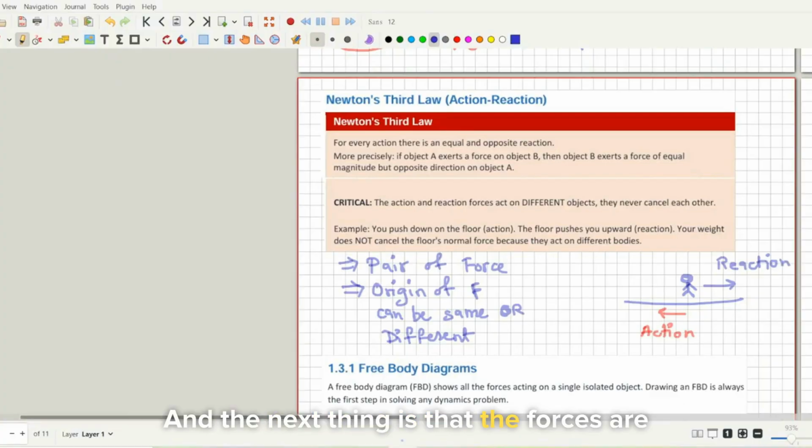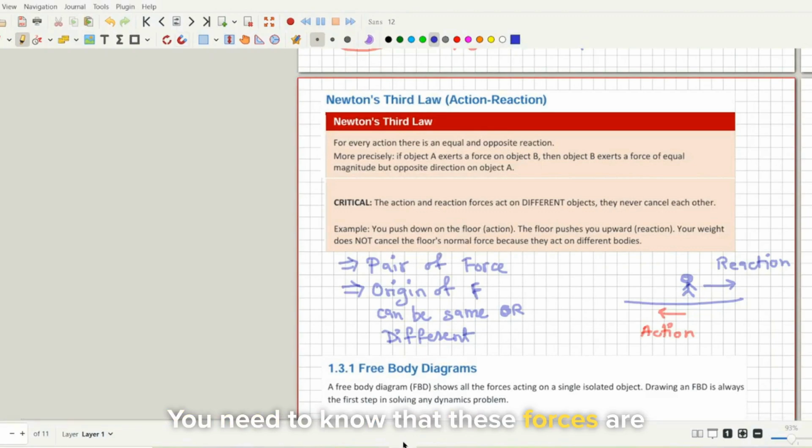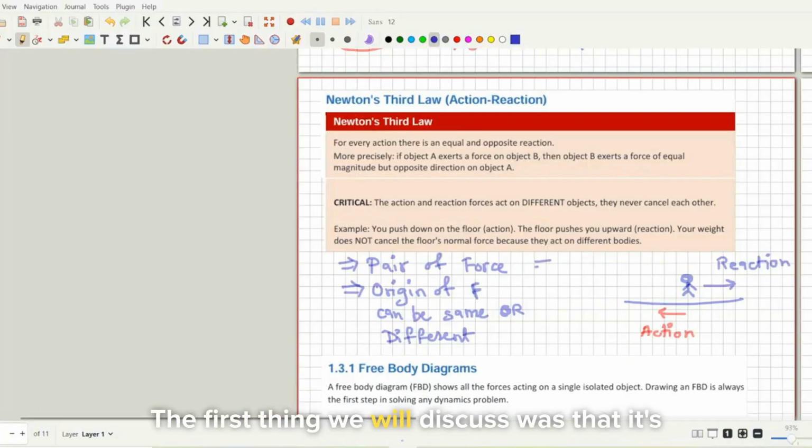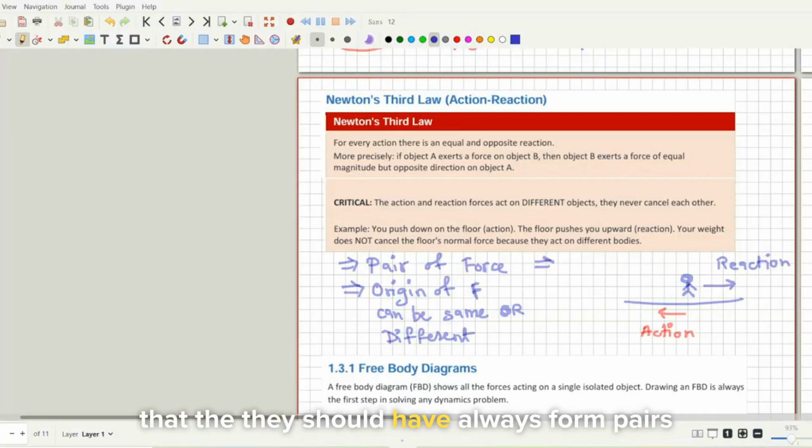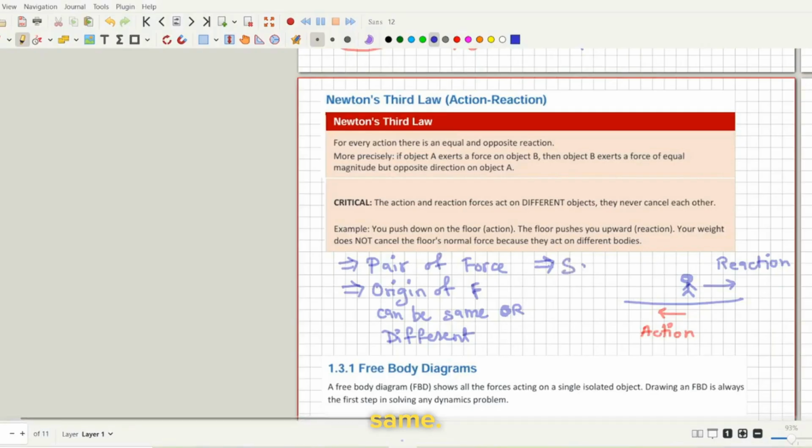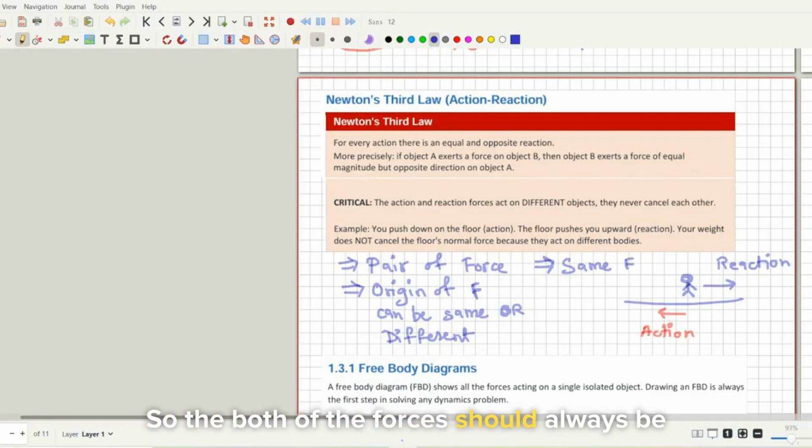The next thing is that this law is always correct. It can never ever be wrong. Newton's third law is applicable to all forces, and it is always given by the same type of force. The first thing we discussed was that they always form pairs, and the next thing is that they should be the same force. So both of the forces should always be the same.